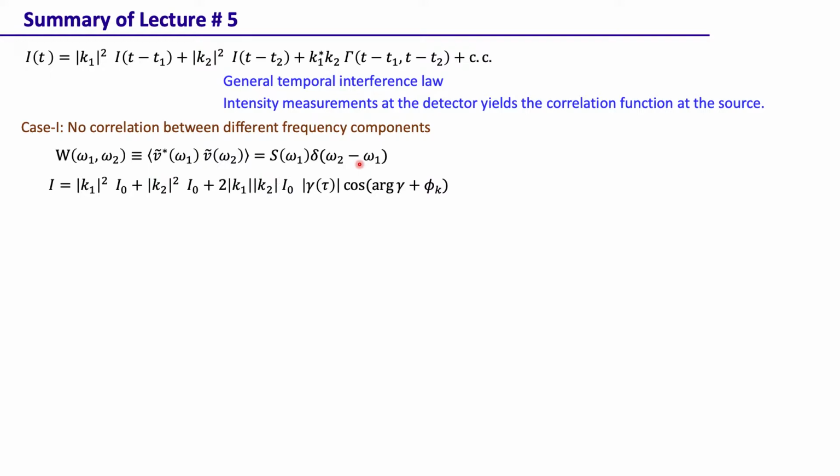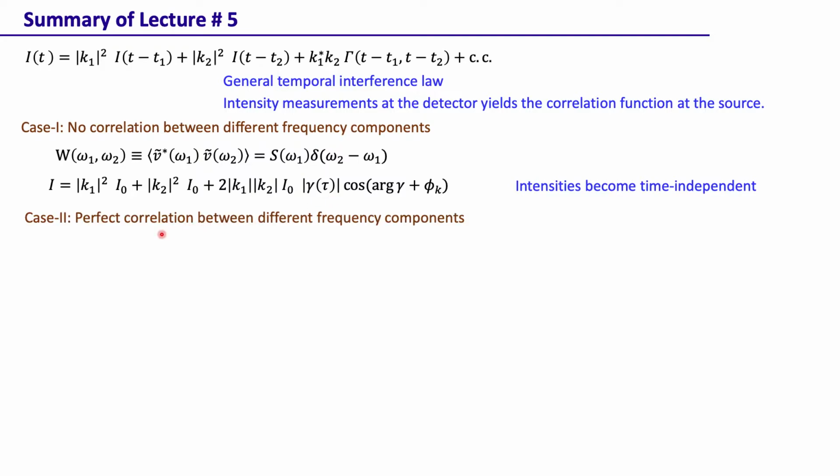So in this case, when different frequency components are completely uncorrelated, we find that the intensity at the output port of the interferometer actually becomes time independent. And then one changes the intensity by changing the argument of gamma, the coherence function, or phi k, and by looking at the variation of intensity as a function of these quantities, one can obtain this gamma of tau.